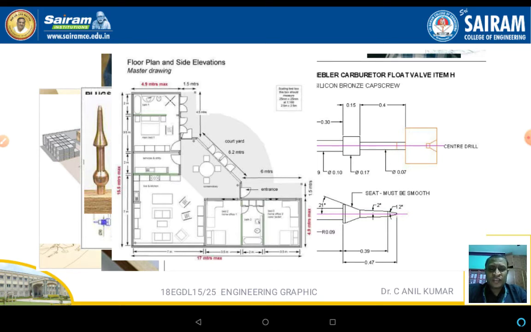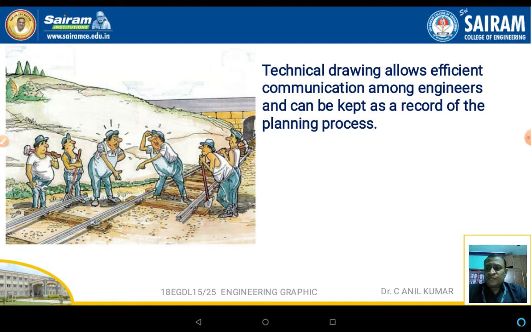Even there the dimensions are represented. Above that, the raw material drawing is also mentioned. Now, technical drawings allow efficient communication among the engineers and can be kept as a record of the planning process. Why? Because in the sketch, the two lines are not joined properly. These types of errors will happen if the drawing is not proper.